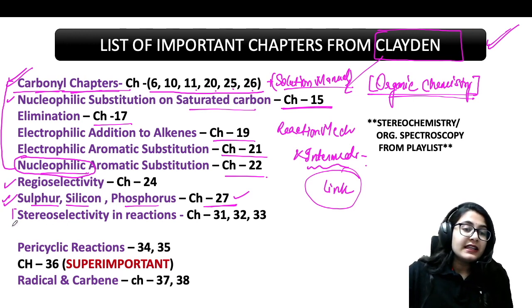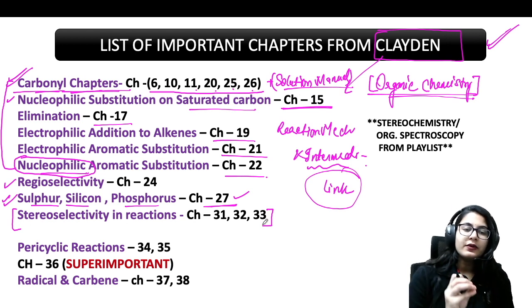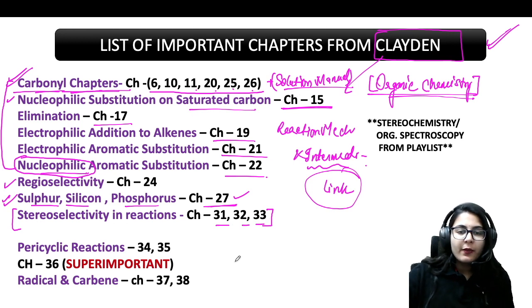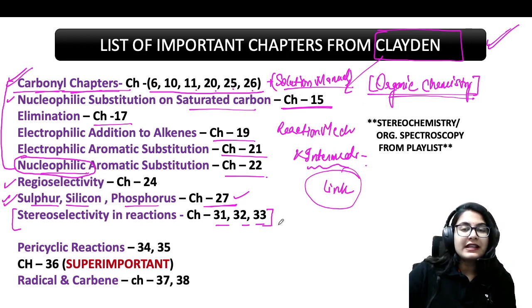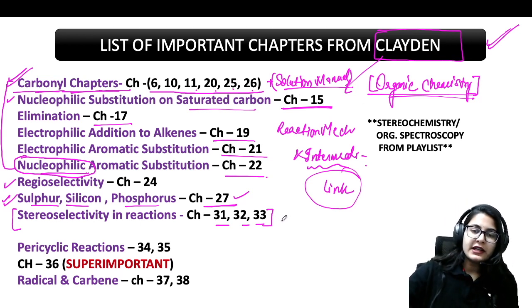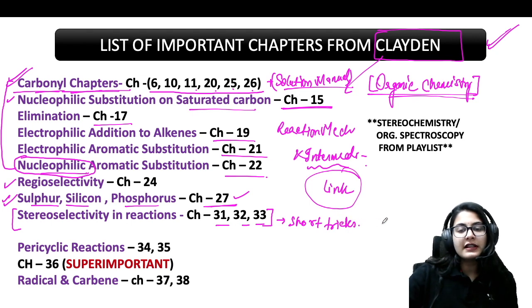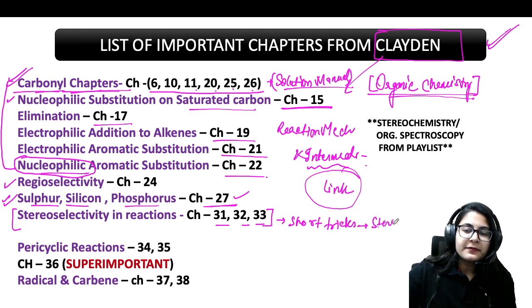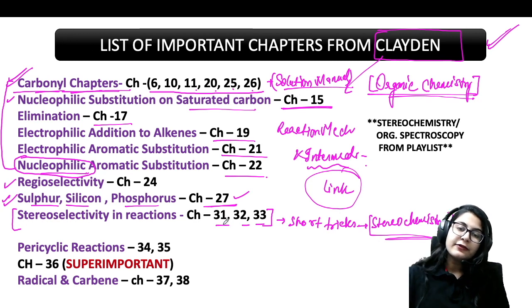Yes, and after you are done with all of these chapters, you are going to go through questions of chapters 31, 32, and 33. Why? Here you have stereoselectivity in reactions, diastereoselectivity, how cyclohexanes are reacting. Although I have also made a short trick video on that. So if you are not getting the concept, you can just directly go over that video, the short trick series on stereochemistry. Then start practicing questions directly from the solution manual.